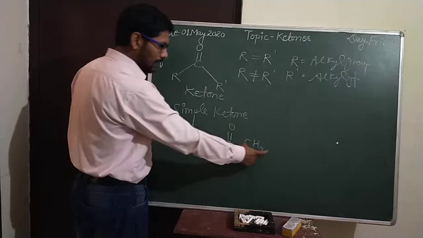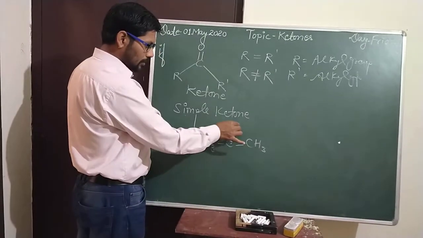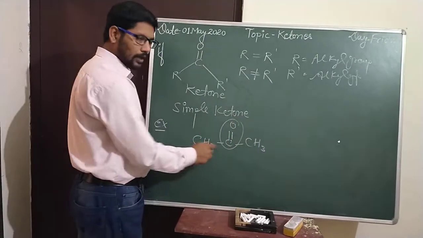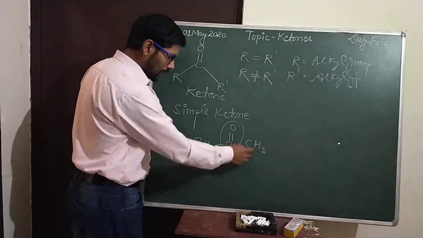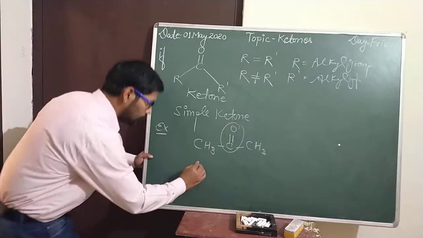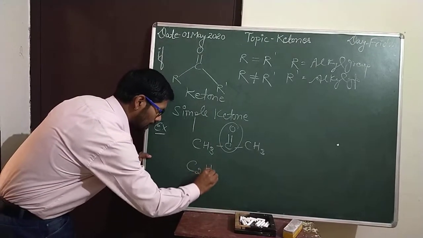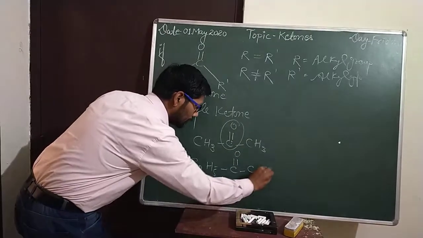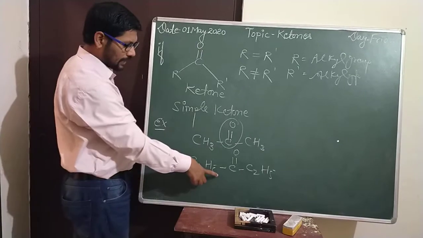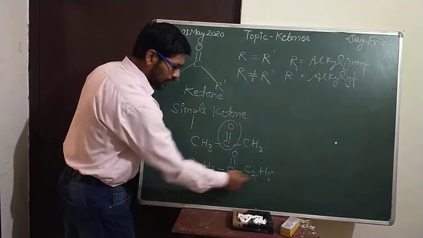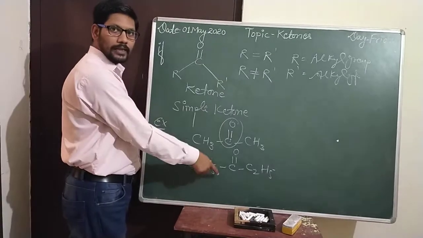When both the alkyl groups outside the carbonyl group are equal, this is called simple ketone. Another example of simple ketone is C2H5 single bond C double bond O single bond C2H5. Both the alkyl groups are ethyl and both are the same, so this is called simple ketone.